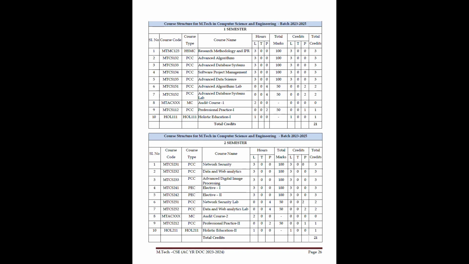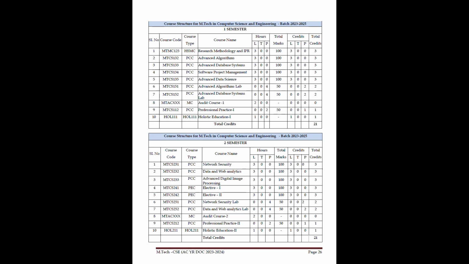The first core subject is research methodology and IPR, which carries 3 credits for 100 marks. The second subject is advanced algorithms, which is also 3 credits, 100 marks. The third subject is advanced database systems, again 3 credits and 100 marks. Software project management, 3 credits, 100 marks. Advanced data science is also 3 credits and 100 marks.